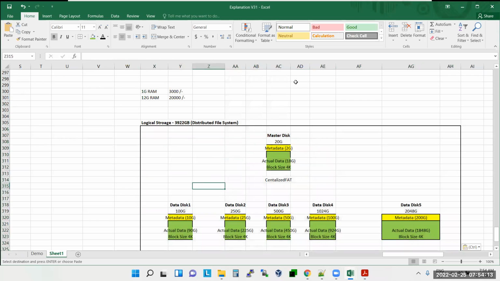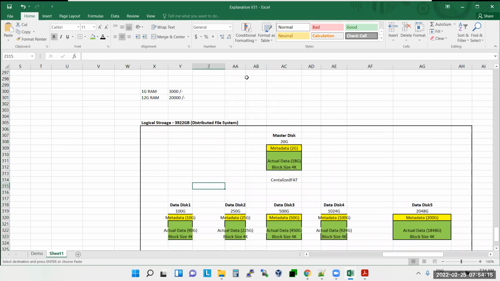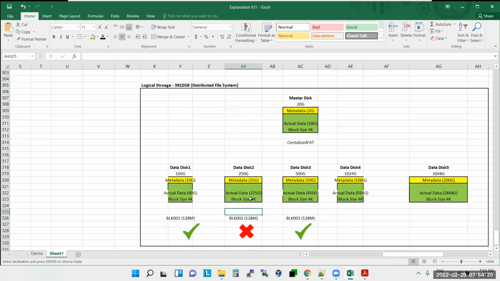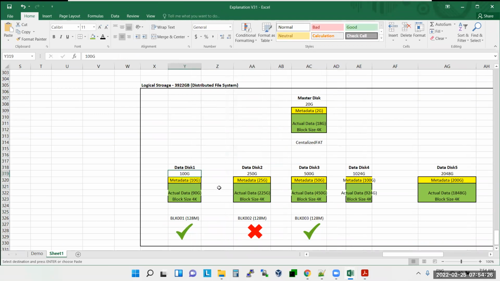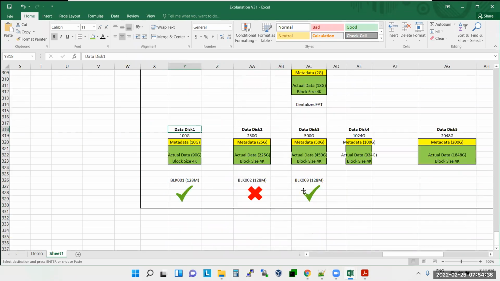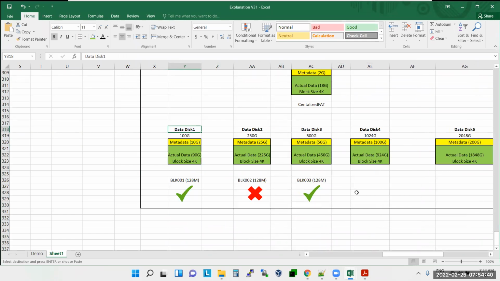So let us take this scenario. Here I have a large scale storage, with one master disk and five data disks or worker disks. Actually, data disk or worker disk, anything is fine. So these are my disks.